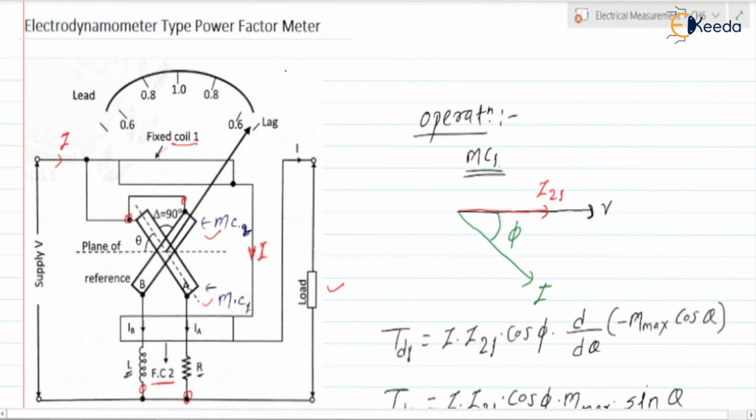As far as the GATE examination is concerned, they will not ask numericals on this topic. So only try to understand the operation of the meter.